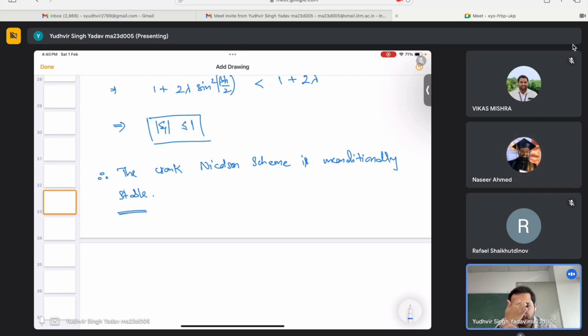Yeah, then it will be implicit. If we are finding the j plus 1 time step, we are only using the previous time steps. Suppose we had j equals 5, and we are only using up to j equals 4, like 0, 1, 2, 3, 4. Then it is explicit. But if we are using the solution at that level also, then it will be said to be implicit.